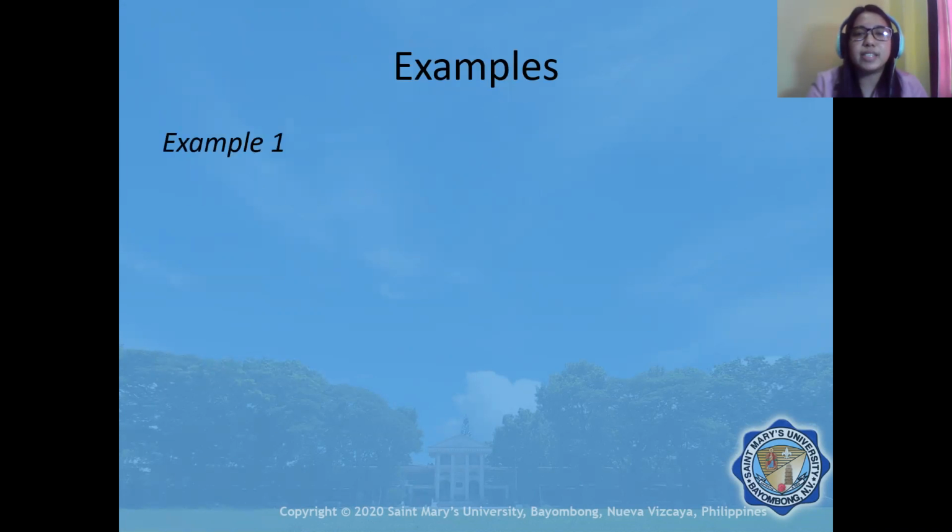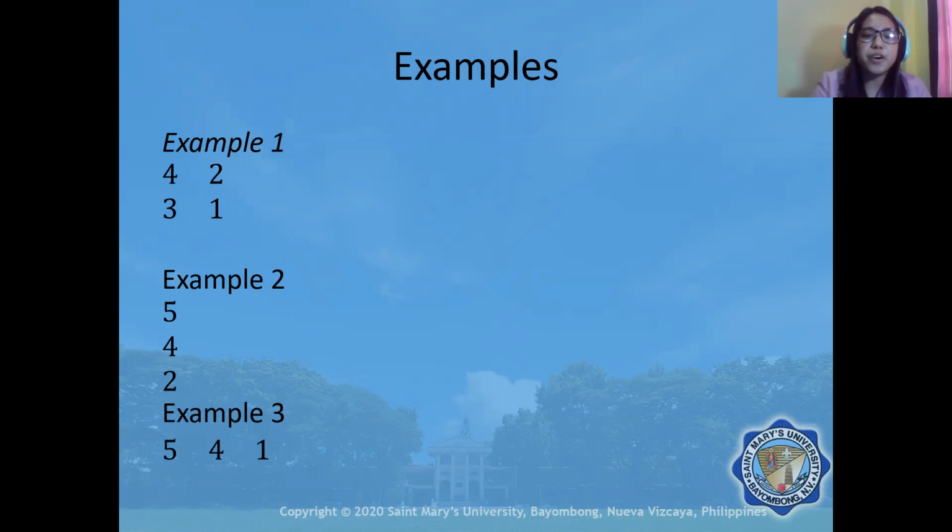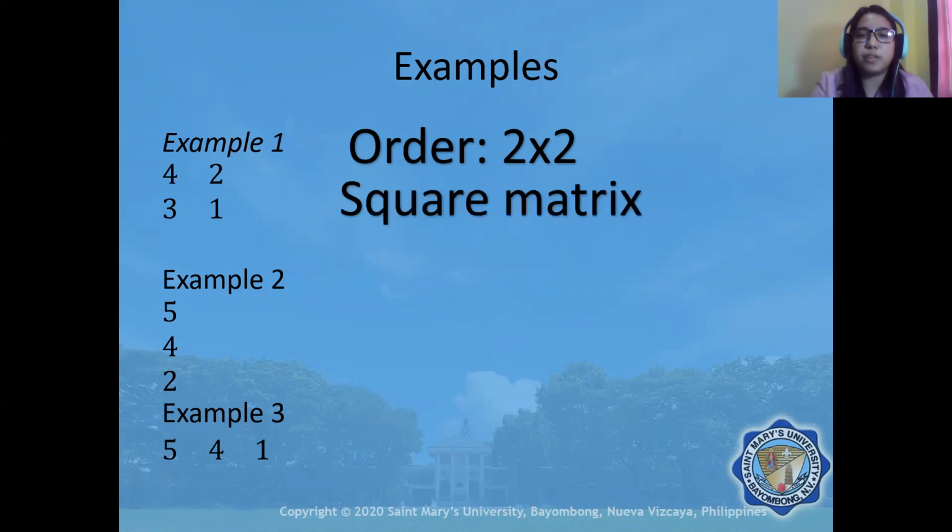So we have here examples. Example number 1, we have 2 rows and 2 columns. Example number 2, we have 3 rows, 1 column. Example number 3, 1 row with 3 columns. Let's go back to example number 1. The order of this is 2 times 2, or 2 by 2, which means that the number of rows is 2 and the number of columns is also 2. And this particular example is also called a square matrix.